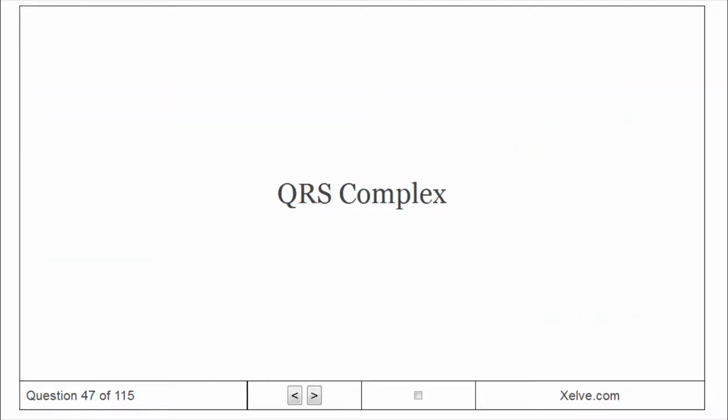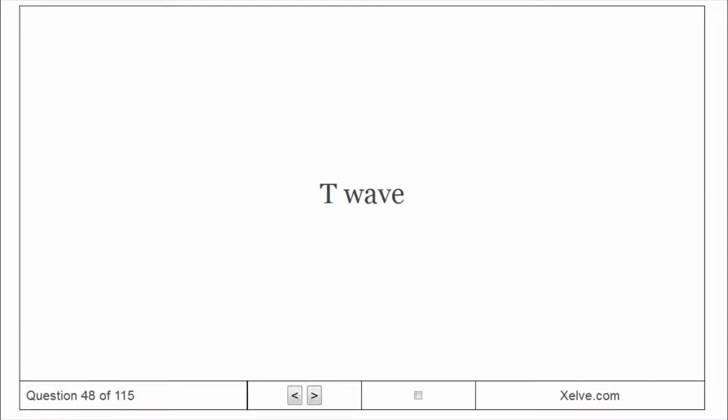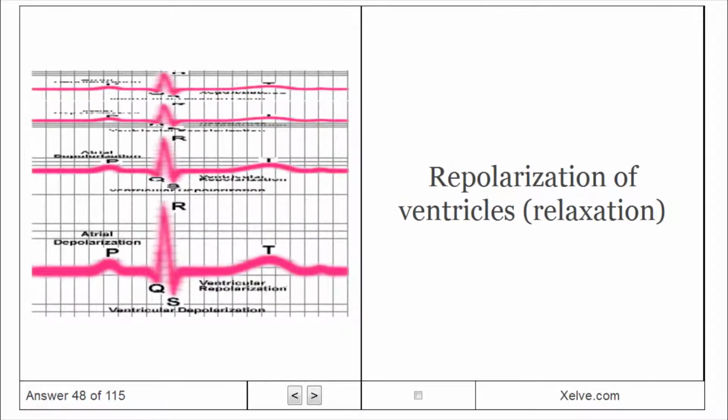QRS complex. Depolarization of the ventricles, contraction, the spread of electrical impulses through the ventricles. The atria are relaxing but are masked. T-wave. Repolarization of the ventricles, relaxation.